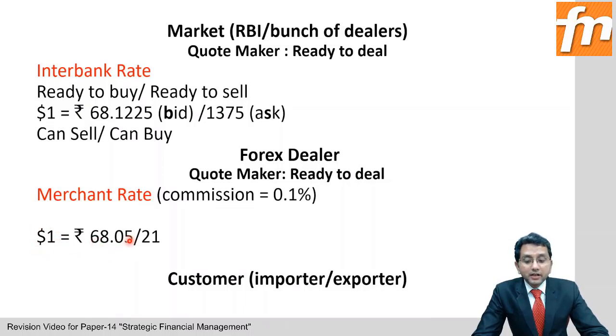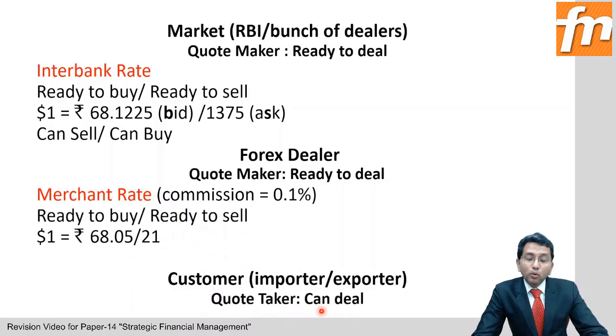Quote maker is ready to buy dollars at 68.05 and ready to sell dollars at 68.21, while customer is the quote taker. And for a quote taker, the rates are unfavorable. So customer can sell dollars at the lower rate, that is 68.05, and can buy dollars at the rate of 68.21.